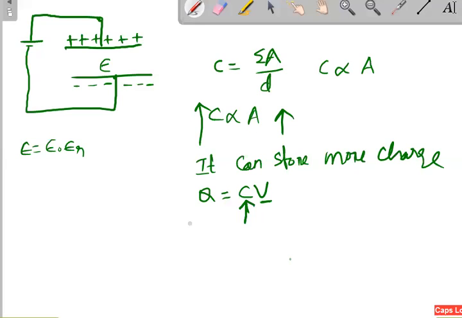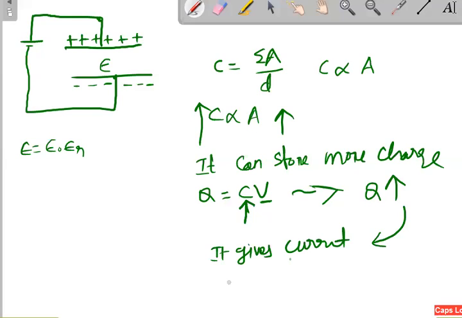Once the charge available with you is more, you can operate another circuit with the help of this capacitor for a longer time. So once C is more, your Q is more. Then what is the advantage? Once Q is more, it gives current for a long time. Once you have more charge stored in your system, it can give the current in return to another system for a longer time.